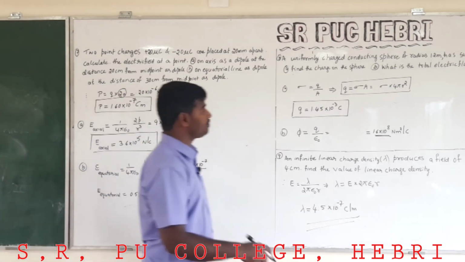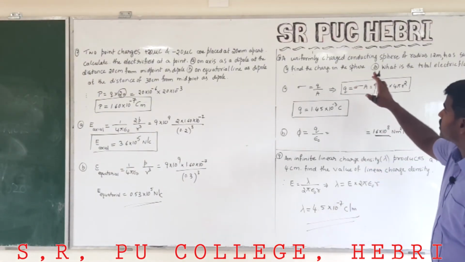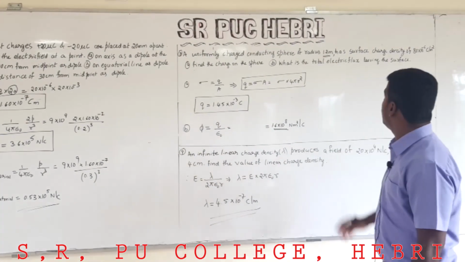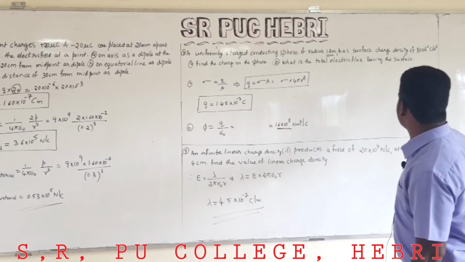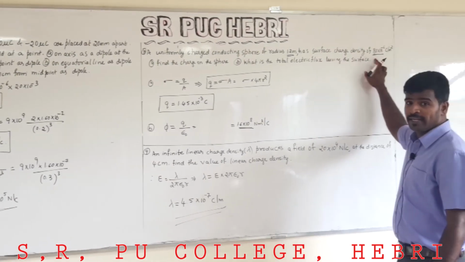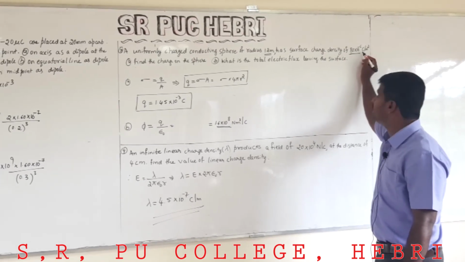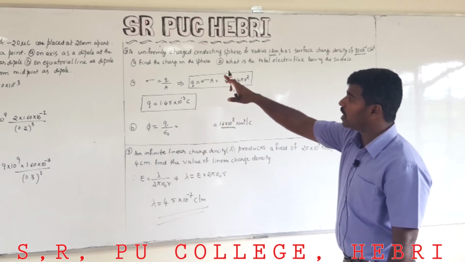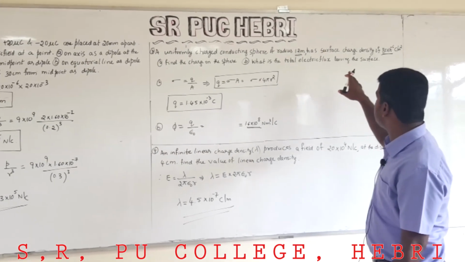The next question: a uniformly charged conducting sphere of radius 1.2 meter has a surface charge density of 80 into 10 raised to the power minus 6. This value is the surface charge density of 80 into 10 raised to the power minus 6 C, that stands for coulomb, it's not centimeter, coulomb per meter square. Question number A, find the charge on the sphere. Question number B, what is the total electric flux leaving the surface?